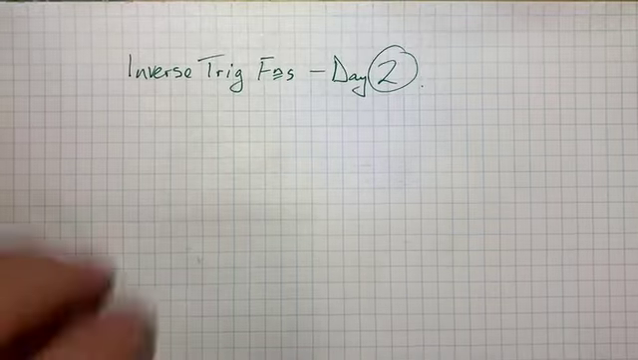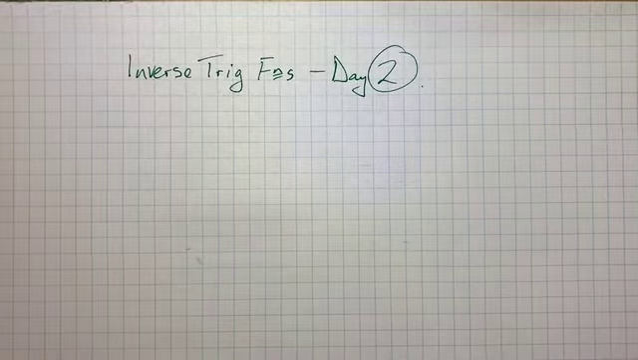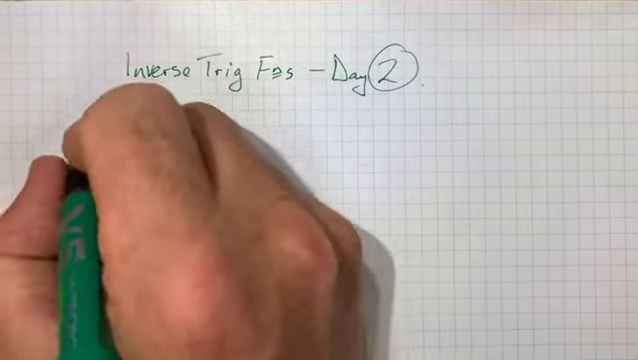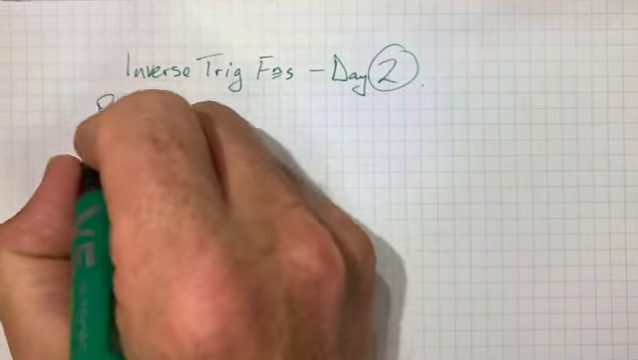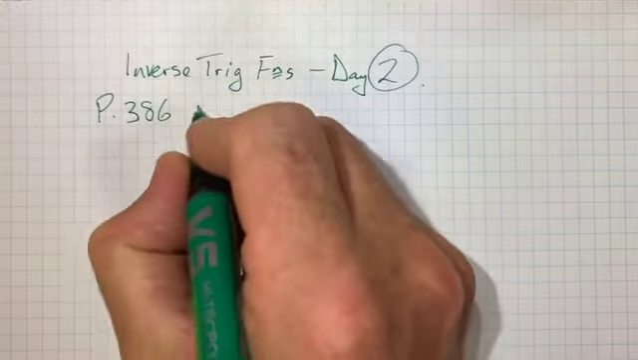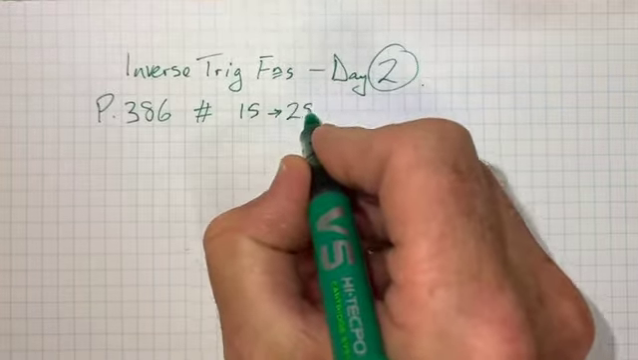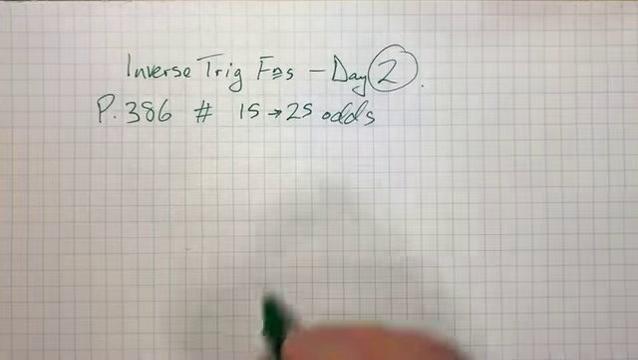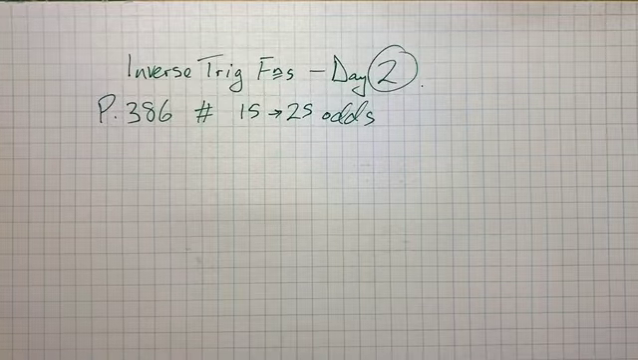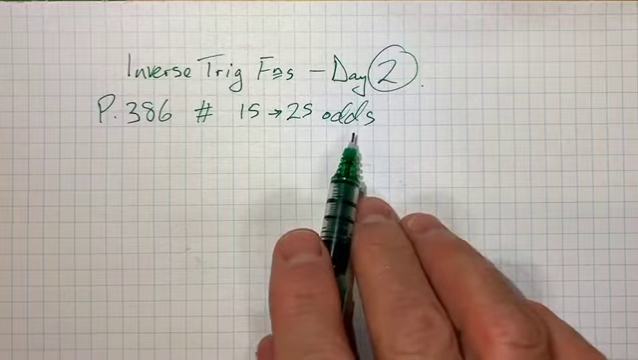Okay, this is the end. This is inverse trig functions. They're integrals, day 2. I'm going to add on a few more questions to take a look at, and these are on page 386. The other questions I'm going to ask you to look at are 15 through 25 odds. And also, now careful, some of these are not necessarily inverse trig function patterns.